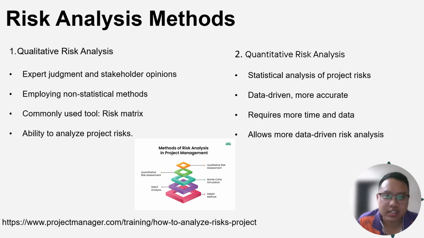Qualitative risk analysis relies on expert judgment and stakeholder input. It is particularly well suited where detailed data is lacking. Quantitative risk analysis uses statistical methods to evaluate risk more accurately. Though this method requires more data and time, it provides more reliable results for the project.